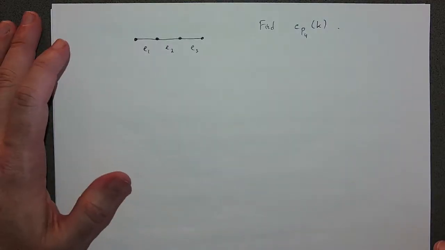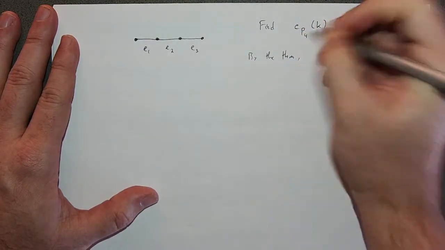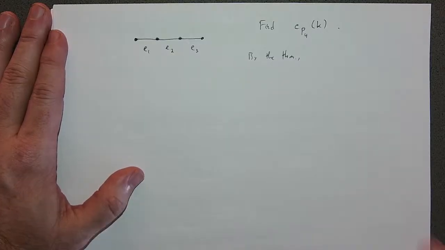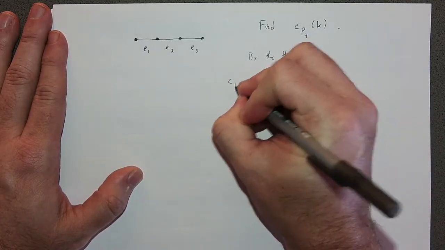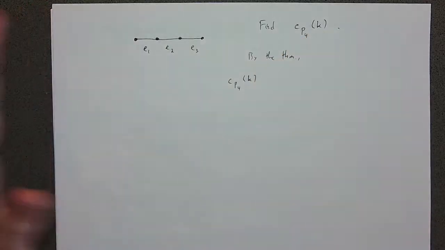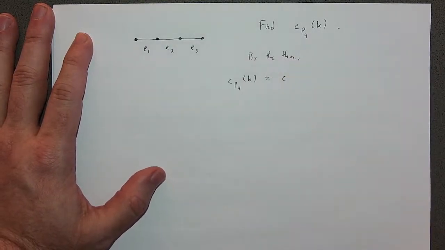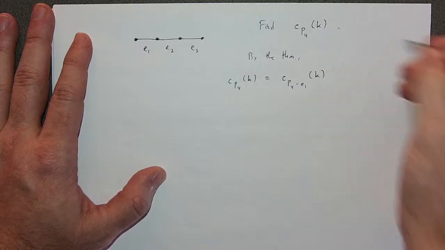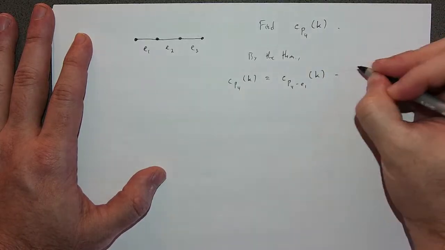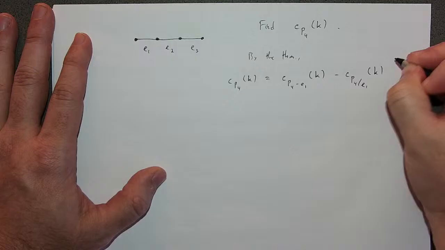By the theorem, what can we say? We can say that the number of distinct colorings using K colors on the path on 4 vertices is the number of distinct colorings on the path on 4 vertices minus an edge, let's say E1, minus the number of distinct colorings on the path on 4 vertices mod that first edge E1, again using K colors here.